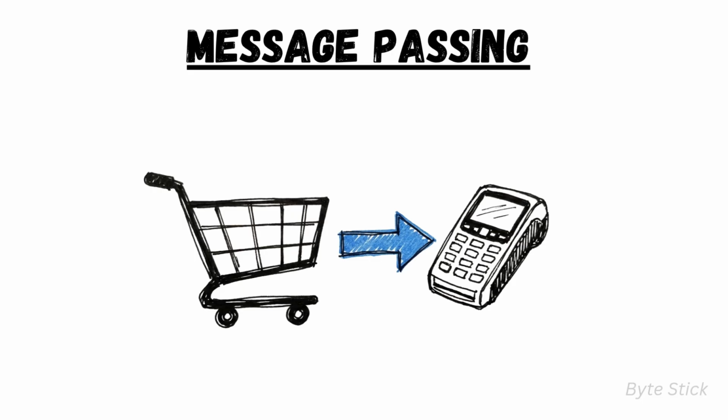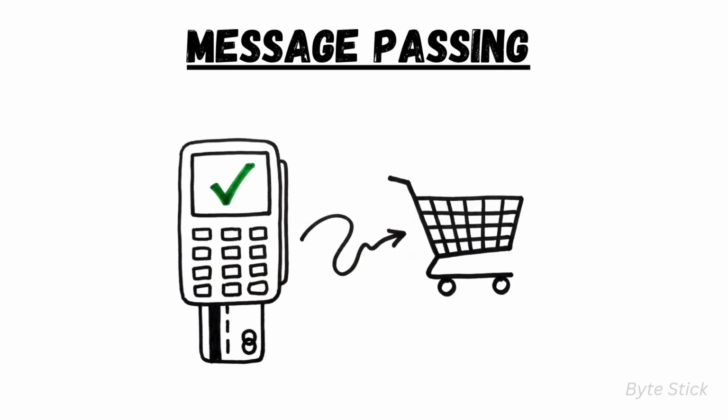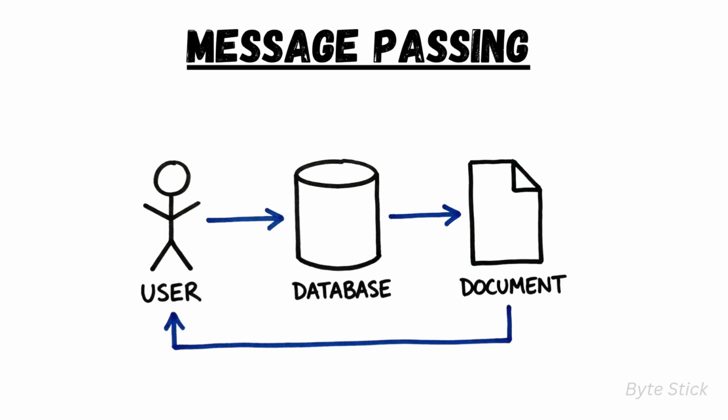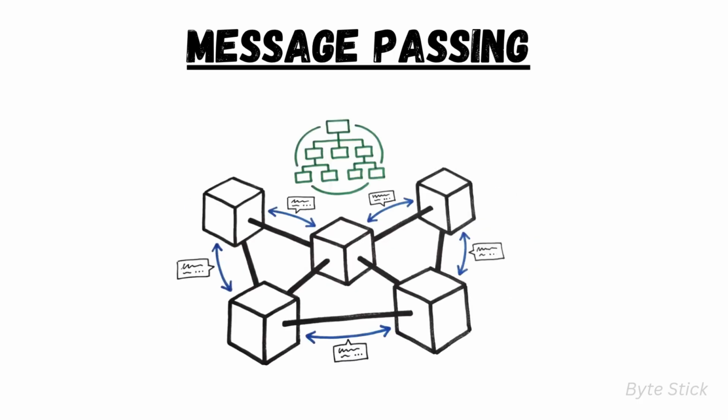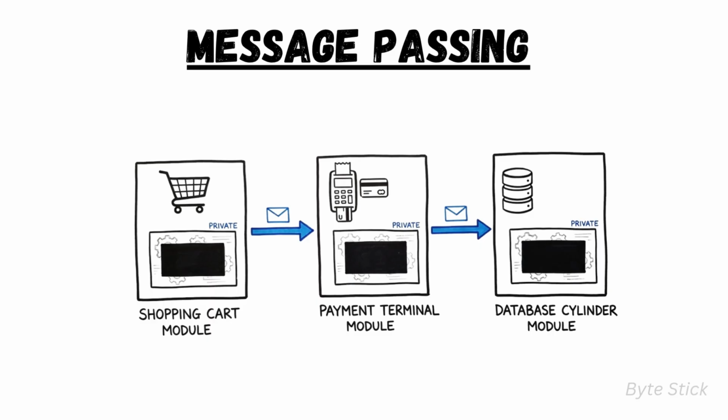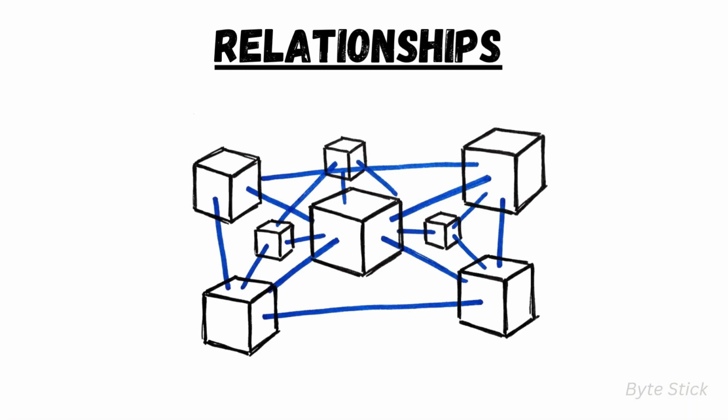In object-oriented programming, a shopping cart object might send a request to a payment object to process a transaction. A user object could ask a database object to retrieve account information. Each object focuses on its own responsibility while cooperating with others through clearly defined methods. This communication style keeps systems organized, reduces unnecessary dependencies, and allows different components to work together without exposing their internal implementation.